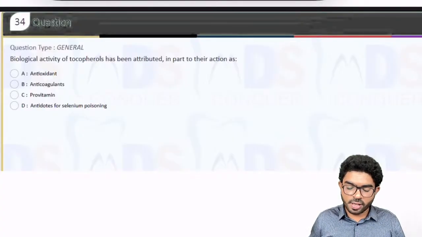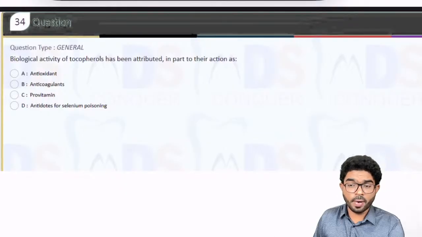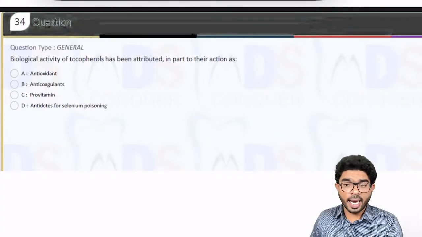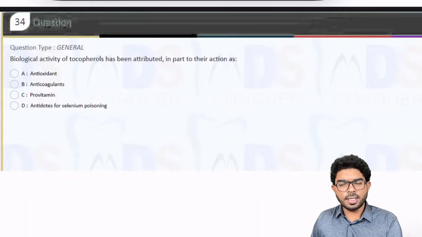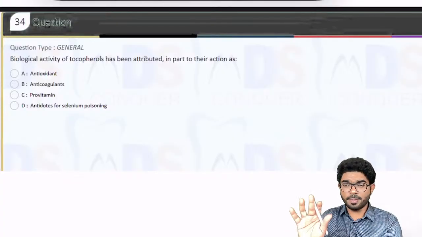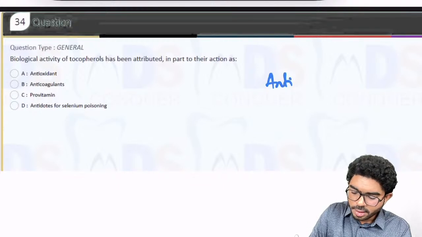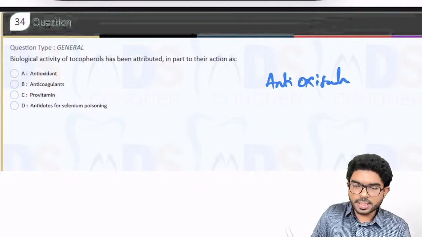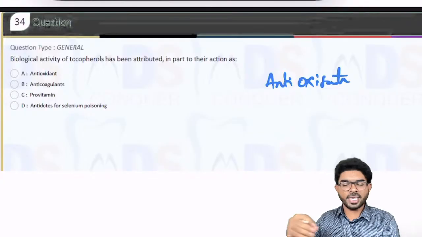Biological activity of tocopherols has been attributed to which of their actions? So we have already discussed antioxidants, a lot about antioxidants, and I tried my best to correlate antioxidants to your operative dentistry bleaching concept also. Now I'm not going to discuss that particular bleaching concept, which was given in the NEET 2025 examination. But when I'm talking about antioxidants, we guys know about them because antioxidants help in improving your skin health. Antioxidants are very commonly taken in your COVID.